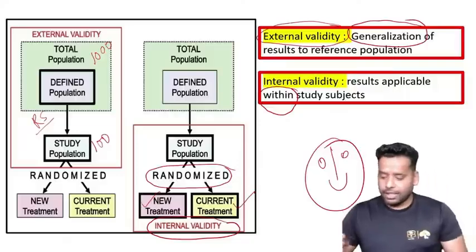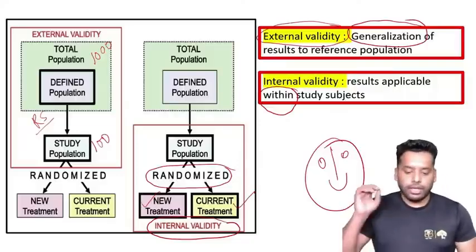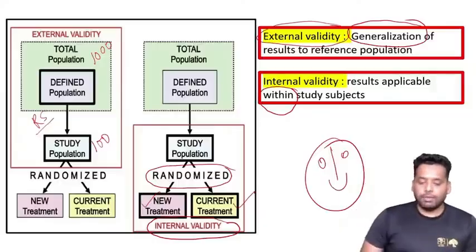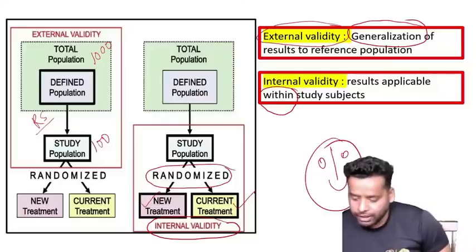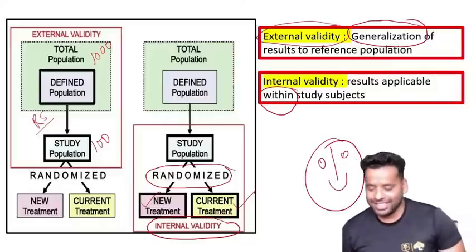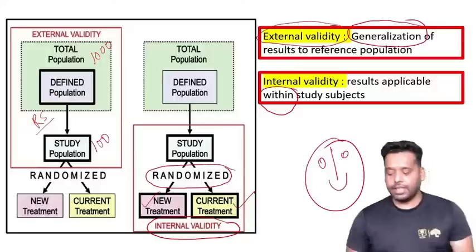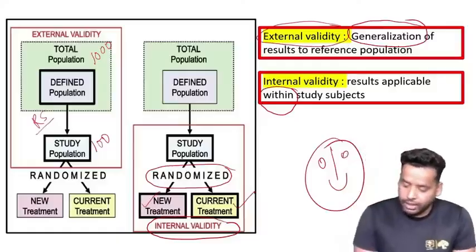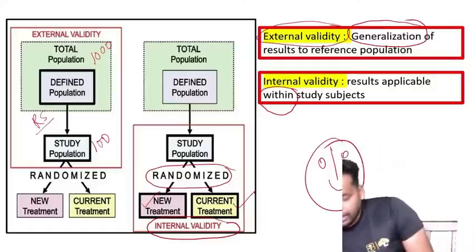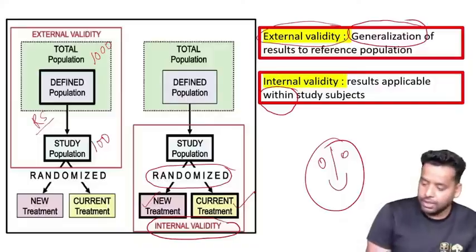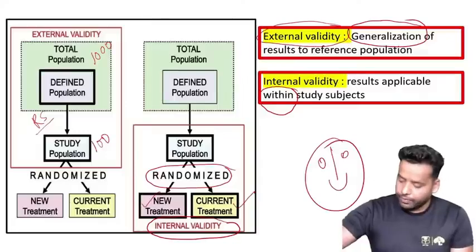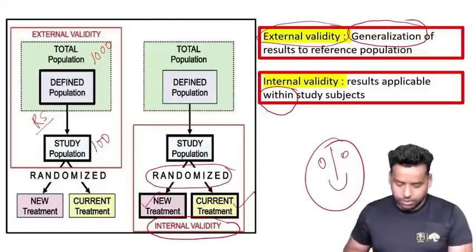Underline this word. Tell me true or false. Again, match the following. Random sampling will increase external validity and random allocation or randomization will increase internal validity. Internal validity. Yes, correct. Do you agree on this? Tell me yes or no. Yes, sir. Thank you. Good.